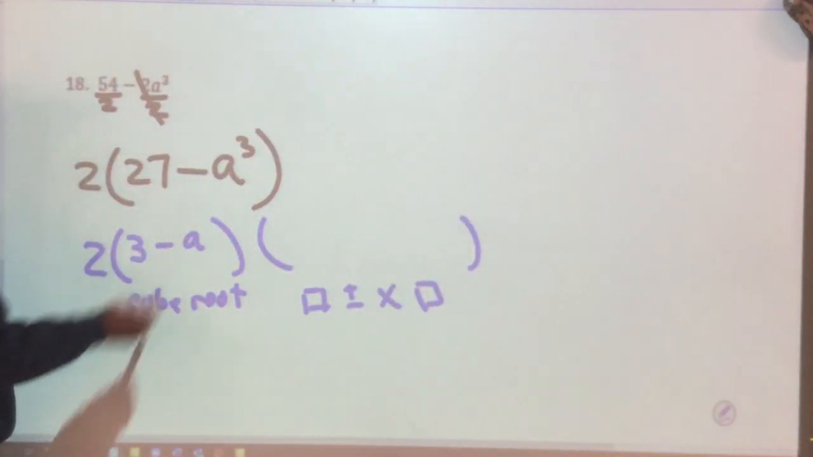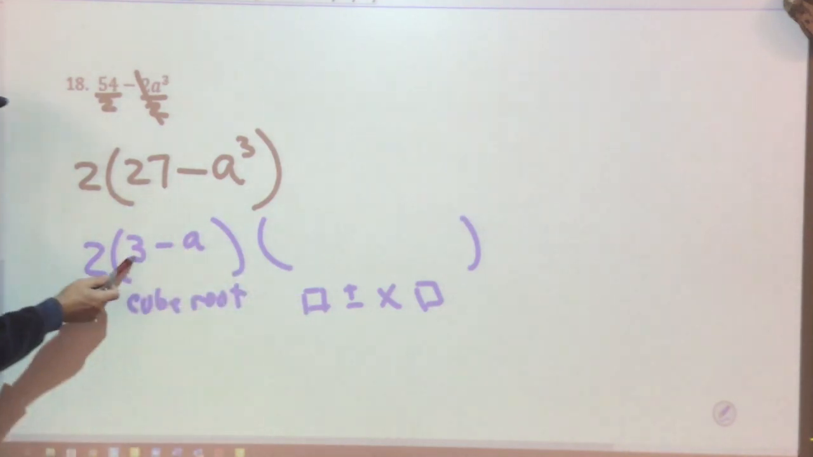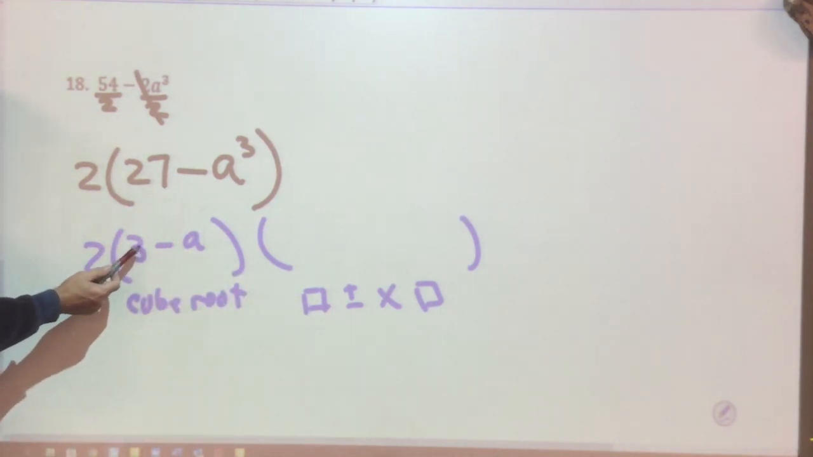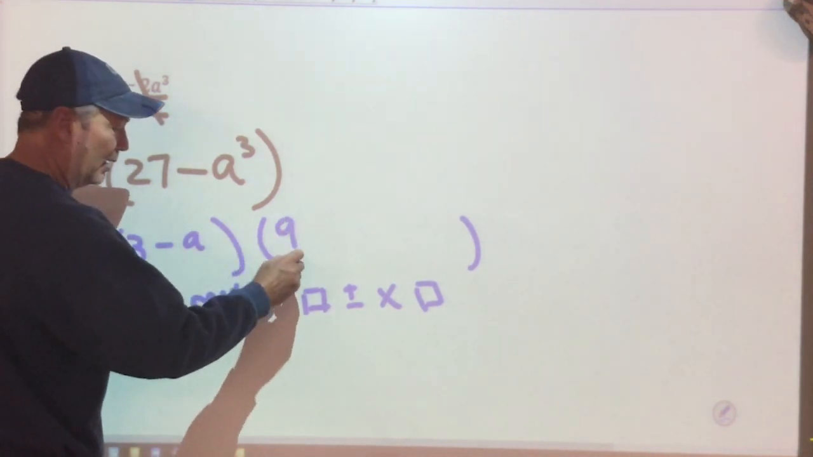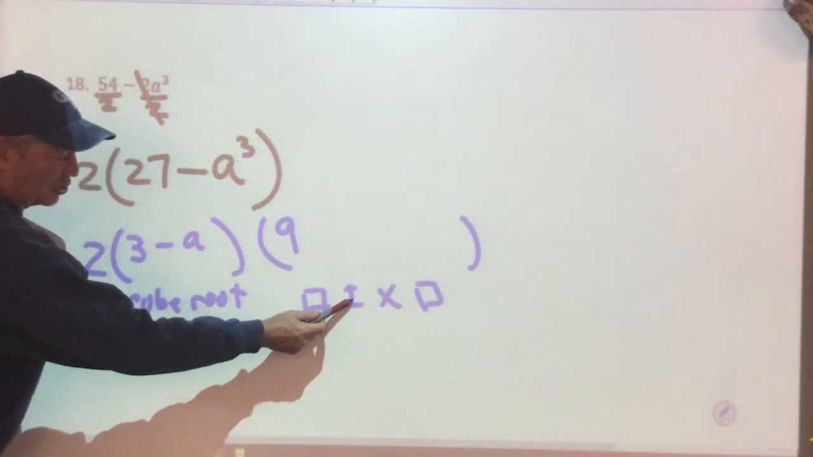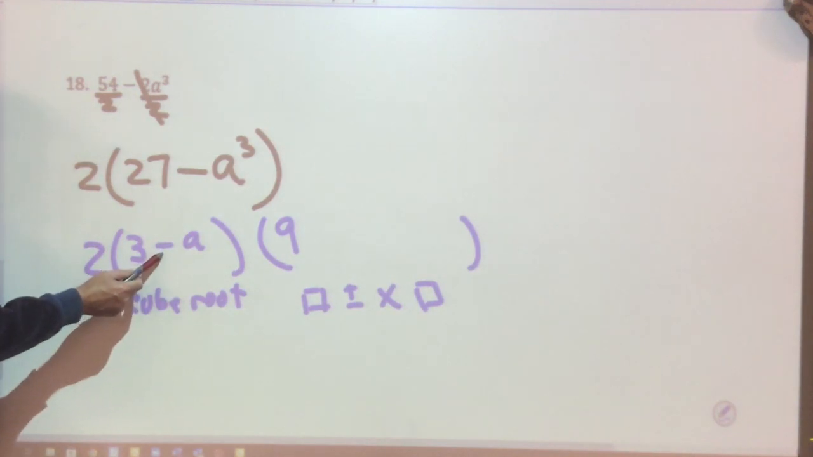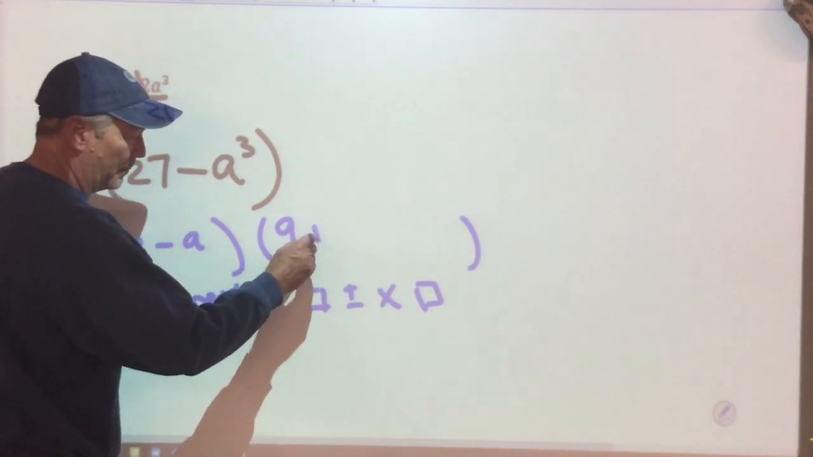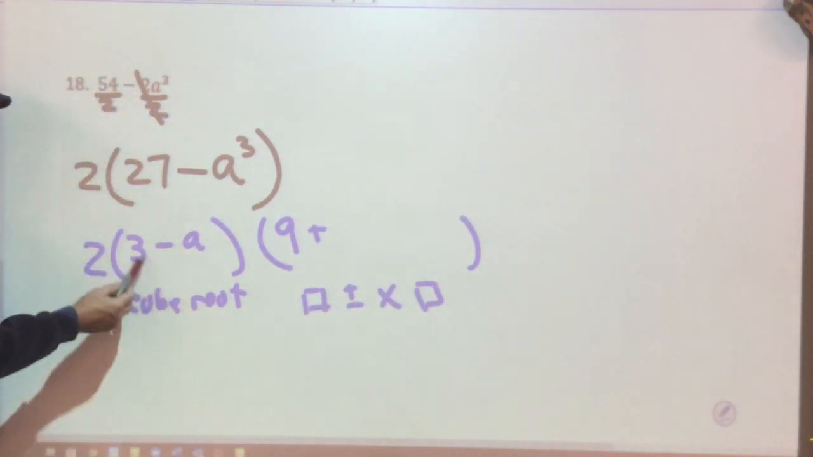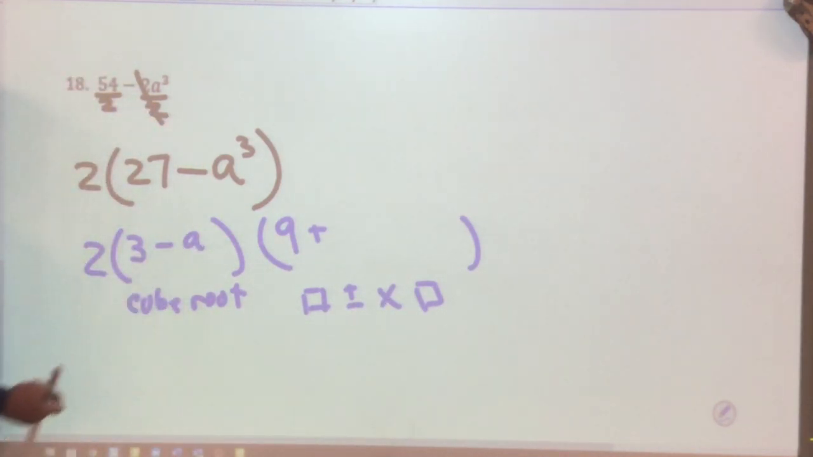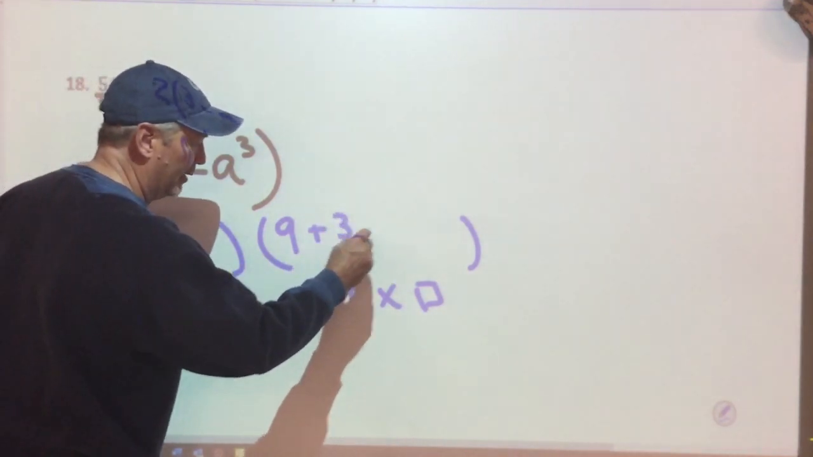So what are we going to do? We're going to square this first term. I need you to square this. What is 3 times 3? 9. We're going to change the sign. It says change the sign. This is a minus, so we're going to change it to a plus. It's going to ask me to multiply these two. What is 3 times a? 3 times a is 3a.